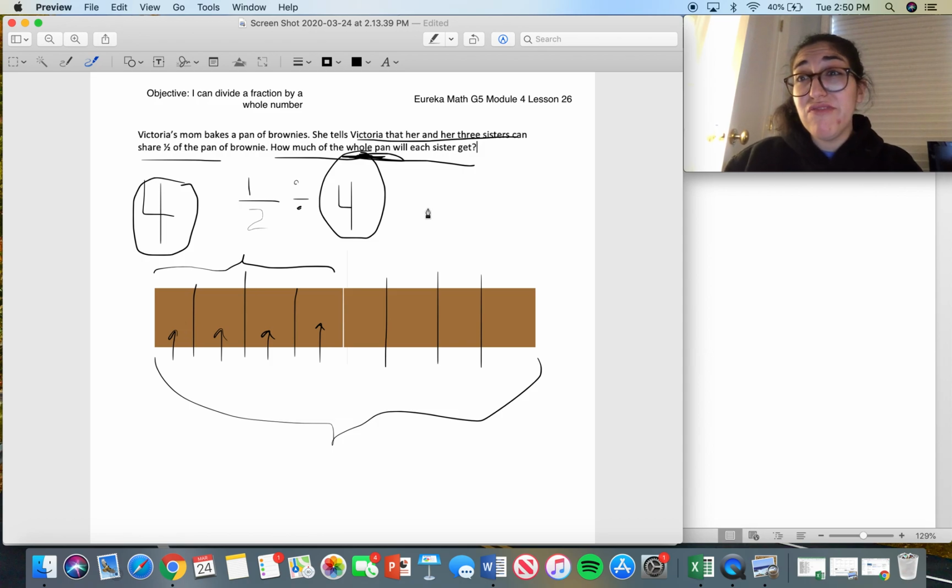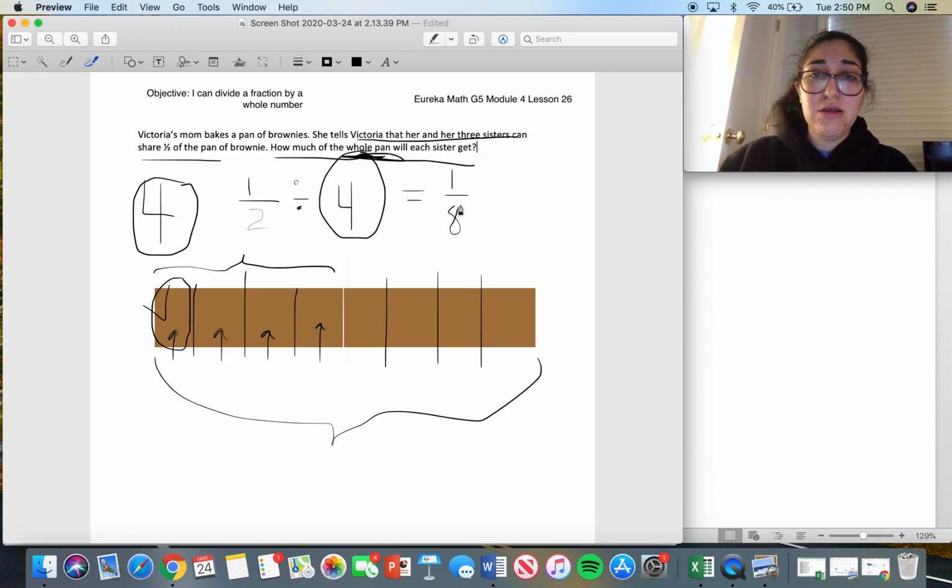So let's say how much did Victoria get? Well, Victoria, she got this piece. So she got this 1 piece out of how many? 1, 2, 3, 4, 5, 6, 7, 8. Because remember, it's of the whole pan. So if I had a half and I divided into 4, how much is 1 piece going to be? It's going to be 1/8 of the whole pan, right?